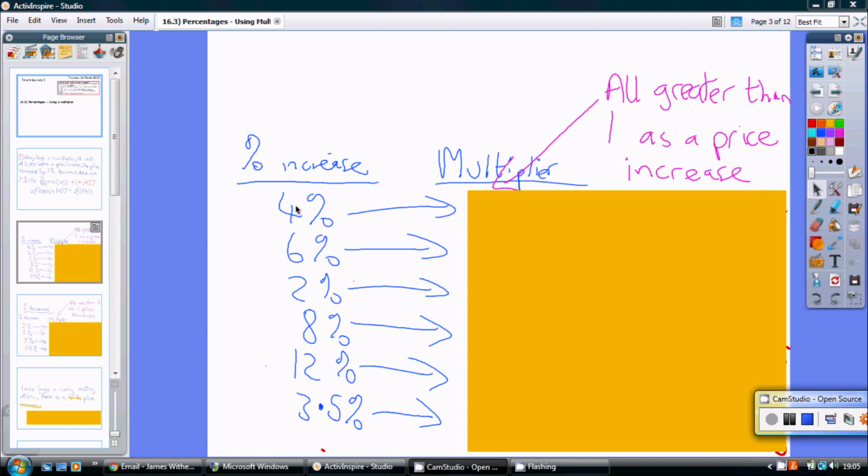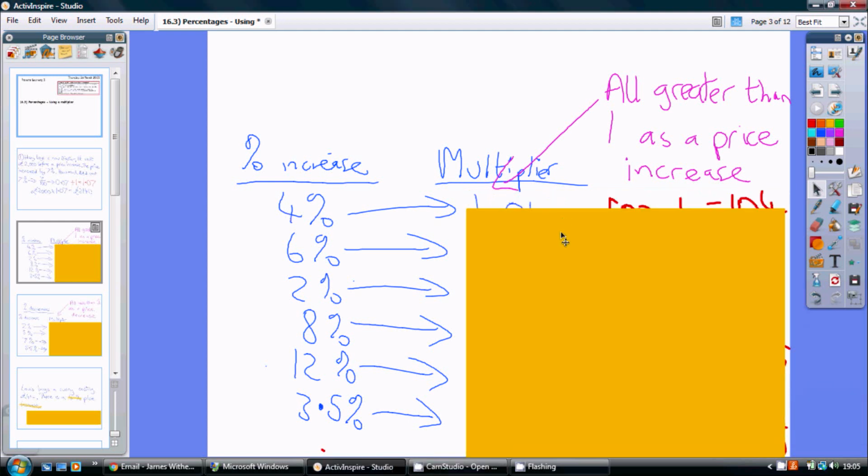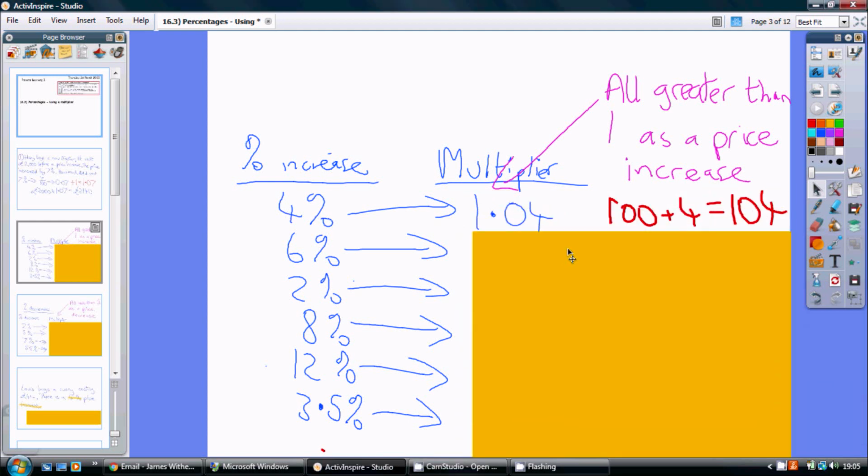So what do you think the multiplier might be for a 4% increase? Well, it's 1.04 because we're saying it's 100% of the original amount plus an extra 4%. 100 add 4 is 104. So to work out the percentage multiplier, you divide that by 100, giving you 1.04. So it's not that difficult. When we want a 7% increase, it would be 1.07. A 4% increase, it would be 1.04.